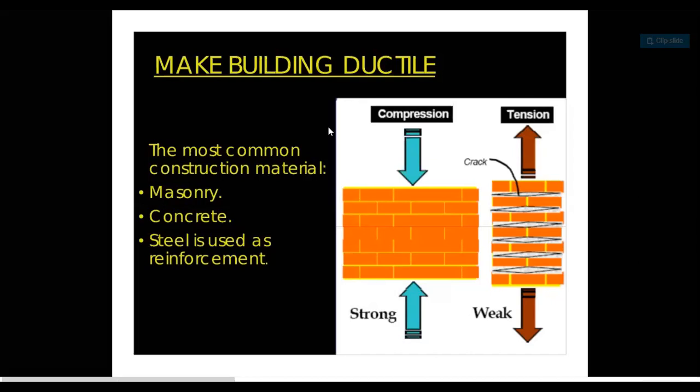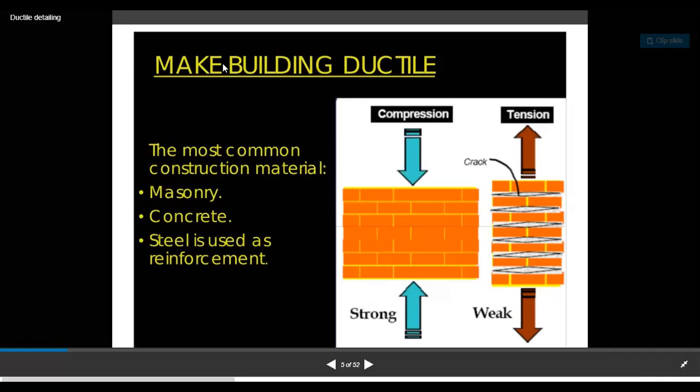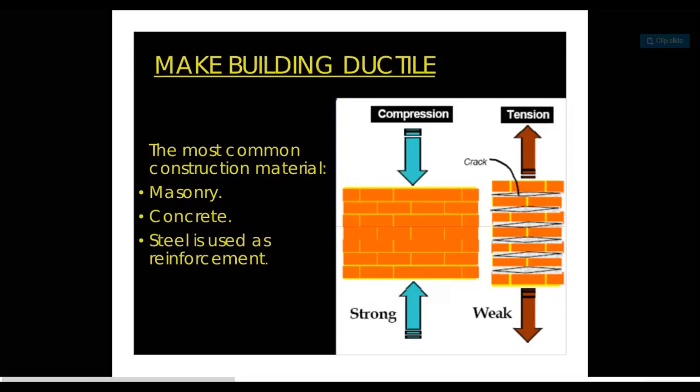So for making the building a ductile building, we have to make sure that the construction materials related to masonry, concrete and steel, the basic materials, are in good condition and have more strength, and resist all types of forces. If they have good properties, then they will resist the forces that come on the structures.